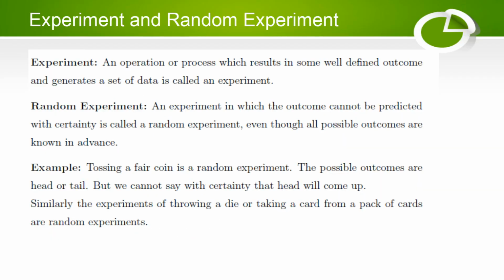Definition of experiment: an operation or process which results in some well-defined outcome and generates a set of data is called an experiment. Next definition, random experiment: an experiment in which the outcome cannot be predicted with certainty is called a random experiment, even though all possible outcomes are known in advance.